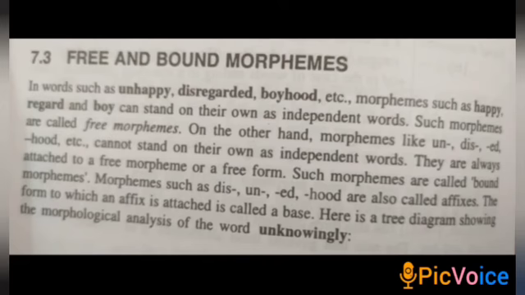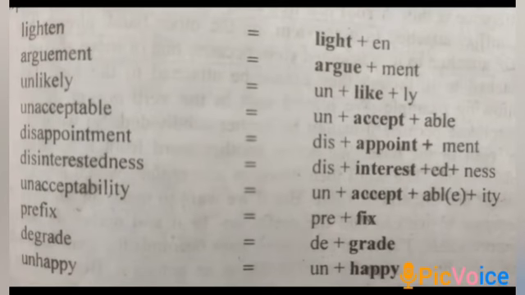In the word lighten, light plus en. Light is the free morpheme and en is a bound morpheme. The word argument. Argue is a free morpheme and ment is a bound morpheme. Unlikely. Like is the free morpheme, un, the prefix, and ly, the suffix, are bound morphemes. Unacceptable. Accept is a free morpheme, un and able are bound morphemes.